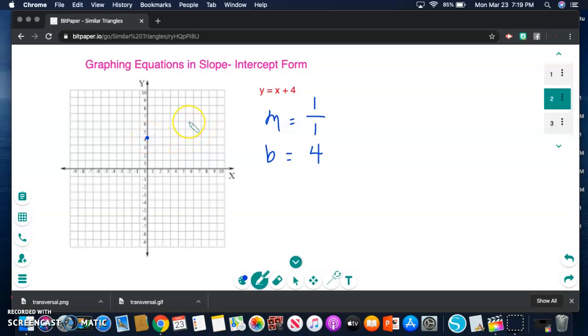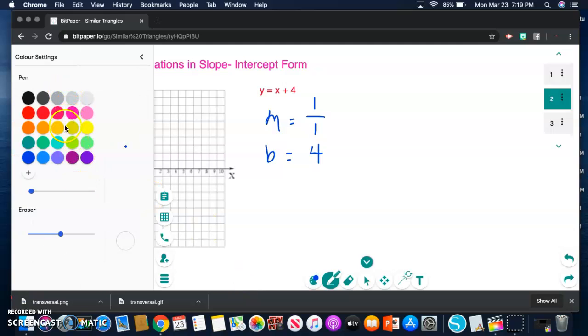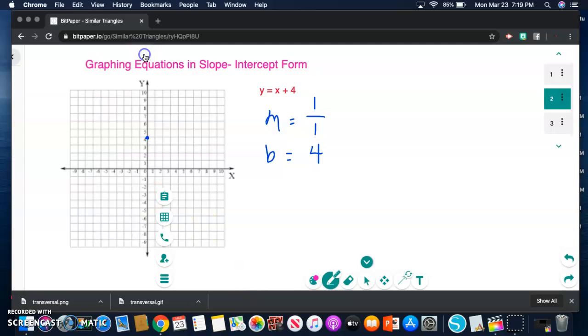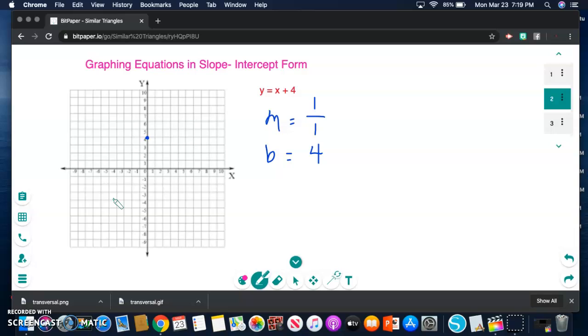Now our rise is 1 and our run is 1. In this case, both of those numbers are positive. So since both numbers are positive, the direction we'll be going in is up and right. Back to where the y-intercept is, we're going to go up 1 and to the right 1, and we're going to place our point here. Now you can draw up, over. We know that's 1 and then that's 1. And then we're going to draw our line by connecting the 2 dots.